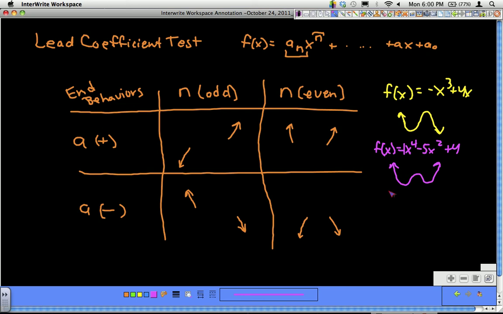So those are the kind of things that we're looking for when we're trying to figure out our end behaviors and what they have to do with our graphs.